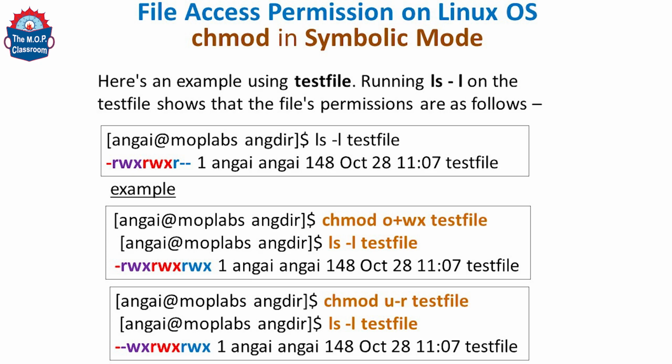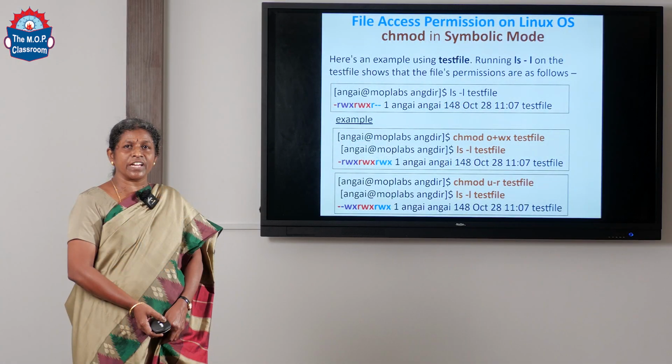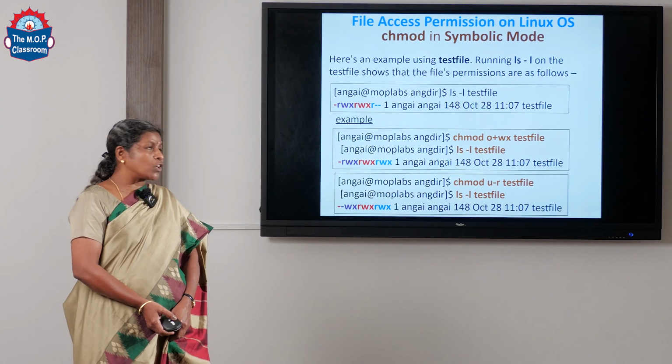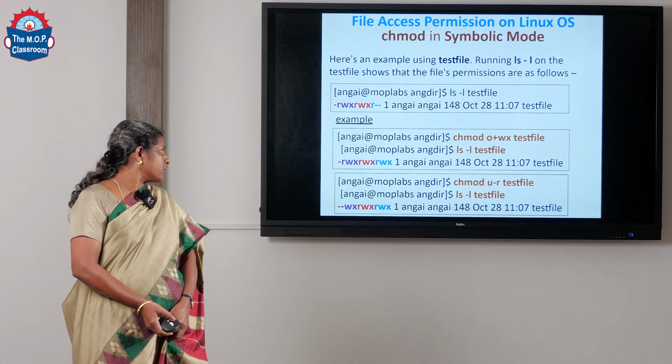Now, in the same way there are several options. I told you that you can use plus to add a permission, minus to remove a permission, or equal to assign a permission. So, in the next command, the same chmod has been used, but for u, which represents the user or the owner. For the user I want to remove the read permission. So, I have given u minus r, and on which file do I want to remove that? Test file.